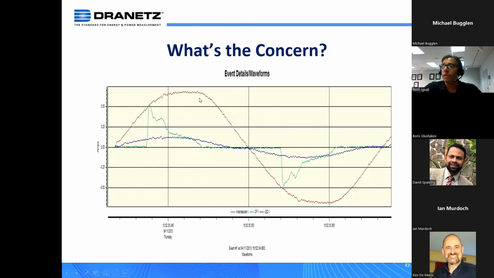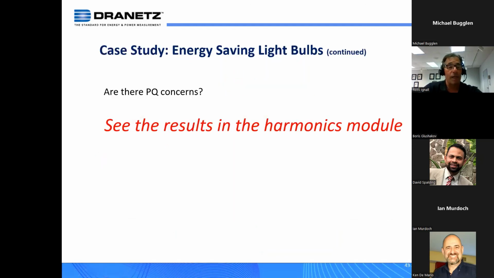This is the current of the incandescent bulb. This is the current of the compact fluorescent bulb in green, and the blue is the current of the LED bulb. Okay, so are there any PQ concerns? Yes, you can see this is the current that they're drawing, the incandescent bulb. And I'll note that these harmonics on the incandescent bulb didn't come from the bulb. They're probably just in the power system in our lab, not too far from where I'm sitting, where we did these tests. But you can see what the current draw is on the CF bulb and the LED bulb. And just to give you a little hint, these are harmonic issues that they can potentially cause.